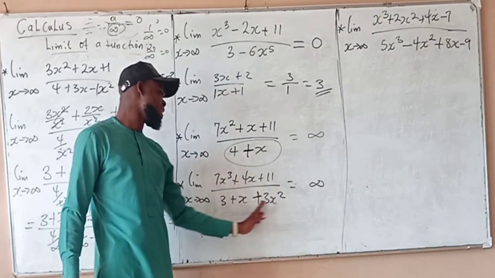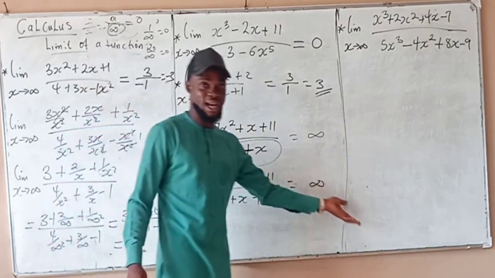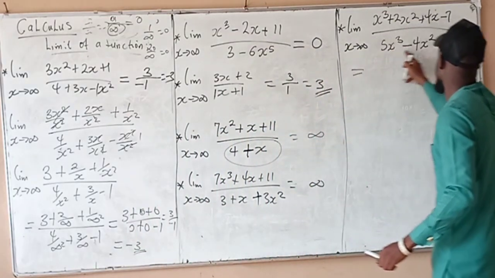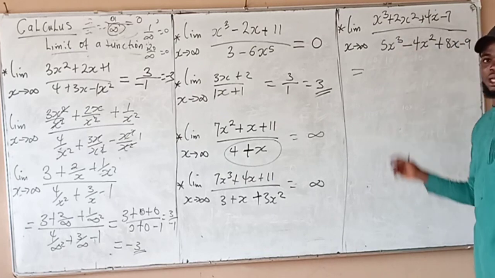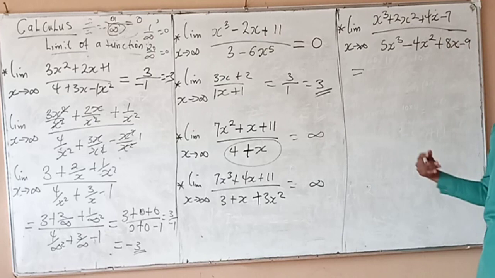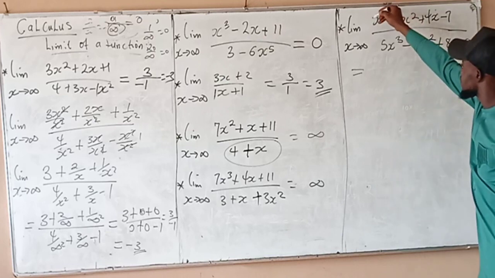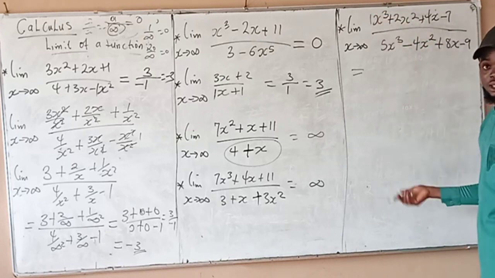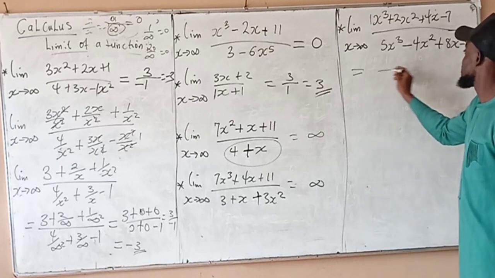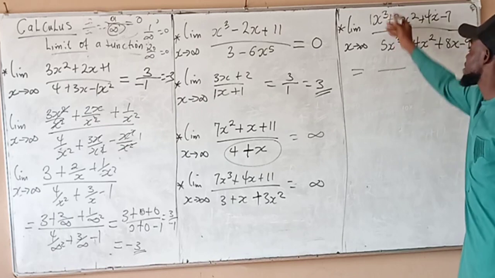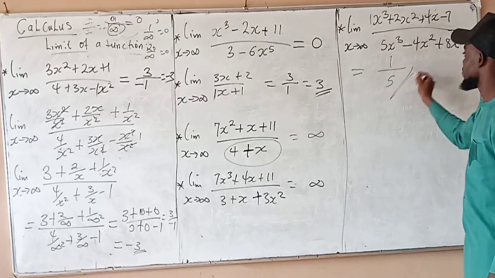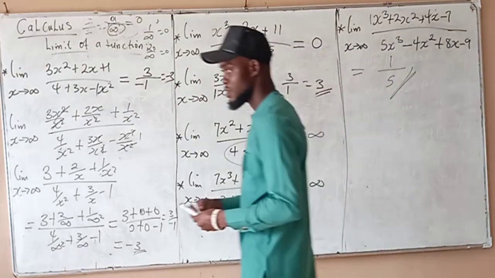When the highest power of x in the denominator is negative, infinity will carry the negative sign. So in this example, x cubed is the highest power of x, and you see the numerator has the same. Yes, it's the same. So just pick the coefficient of the highest power of x. When your answer is 5, you have 5. When your answer is 1, you have 1. That's the answer for that.